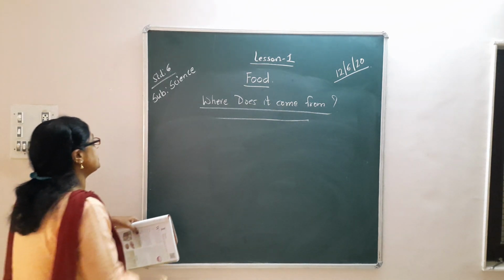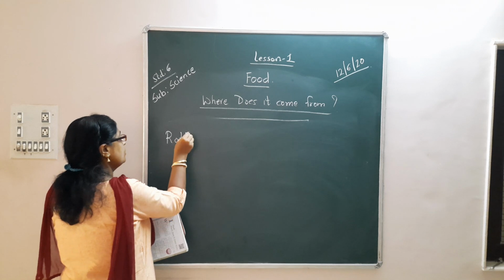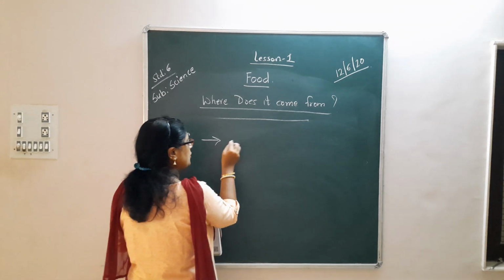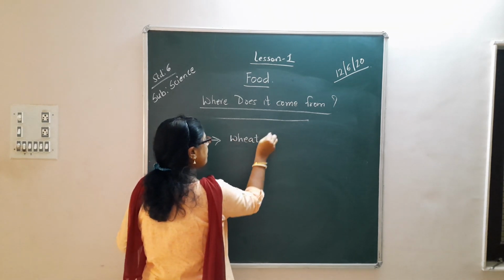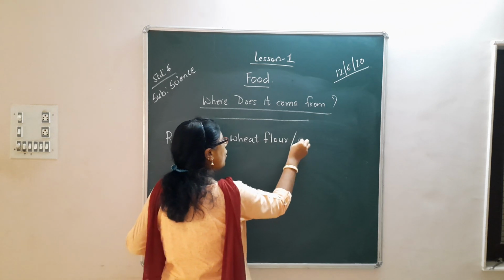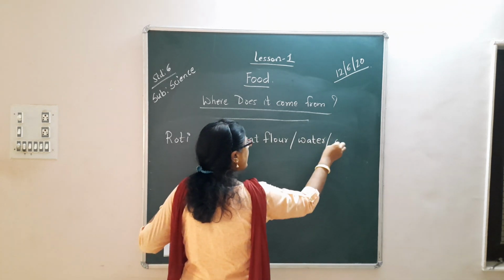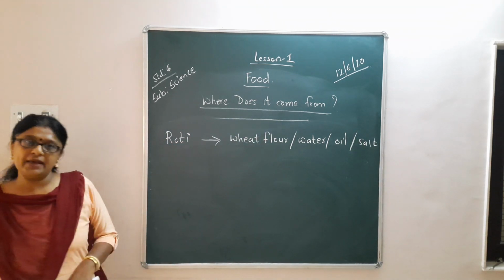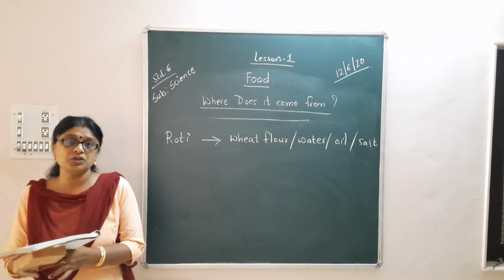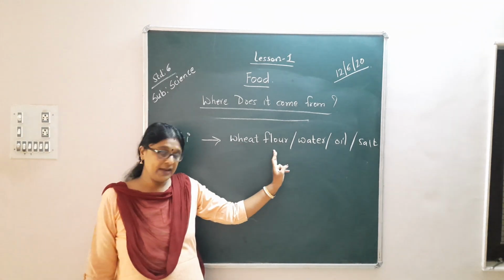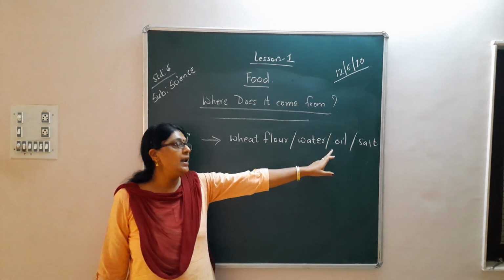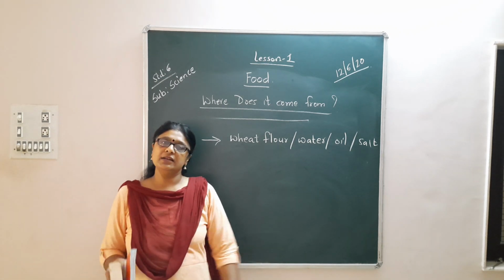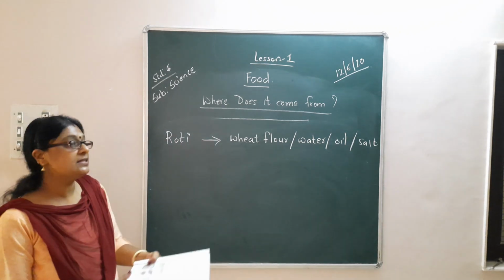Ingredient means what thing is used to prepare that. Now suppose roti. When you have to make a roti, what things are required? Wheat flour, water, oil and salt. You cannot make roti directly. You need wheat flour, right? Then you put in water, oil and salt and you prepare a dough. And then from that dough, you prepare the rotis. Then the second is, suppose dal.